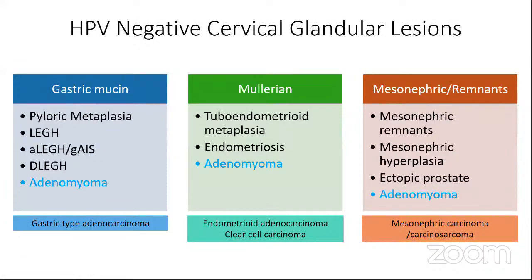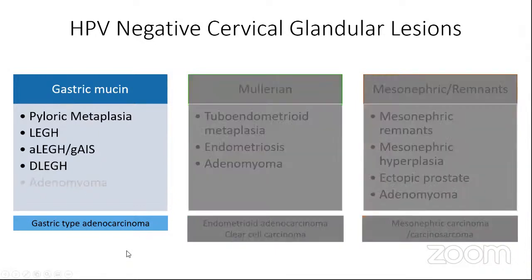The other way to look at it is actually by the type of epithelium they have. So you can have gastric mucin type lesions, Mullerian type lesions, as well as mesonephric or other remnant type lesions. And so down here are the tumors that correlate with this type of epithelium. So let's talk for now about gastric mucin producing lesions.